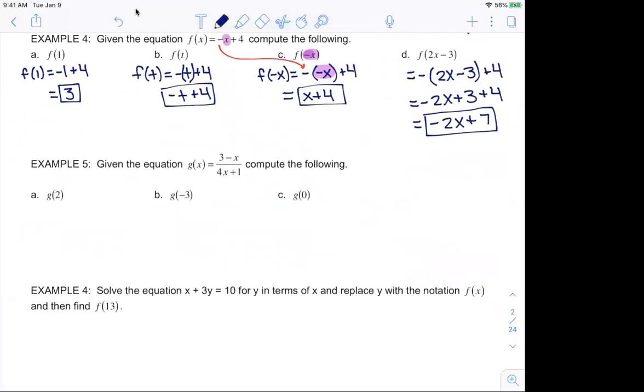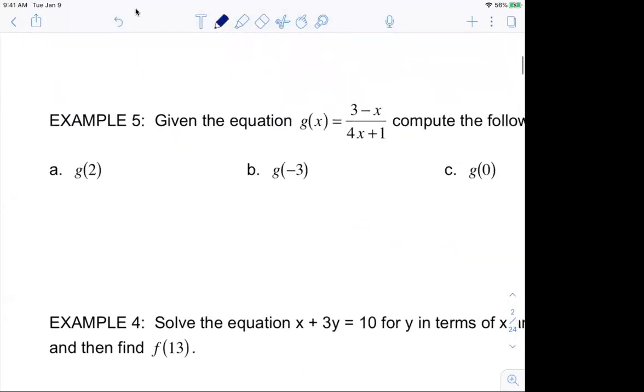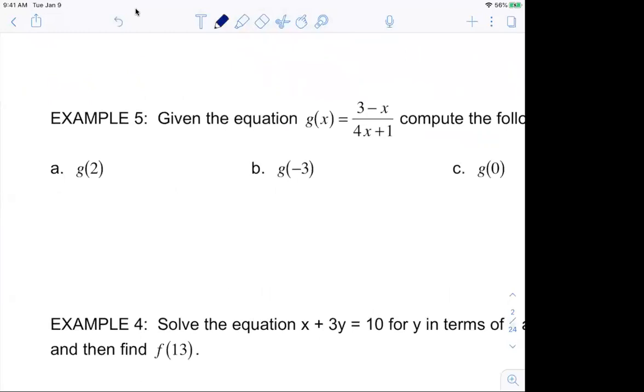Now we're going to go ahead and simplify some numbers here. So part A, g of 2. I would plug 2 in for wherever there is an x. Since it's in more than one spot, you have to plug it in for both. So (3 - 2) over (4 times 2 + 1). That's going to give us 1 over 4 times 2 is 8. 8 + 1 is 9.